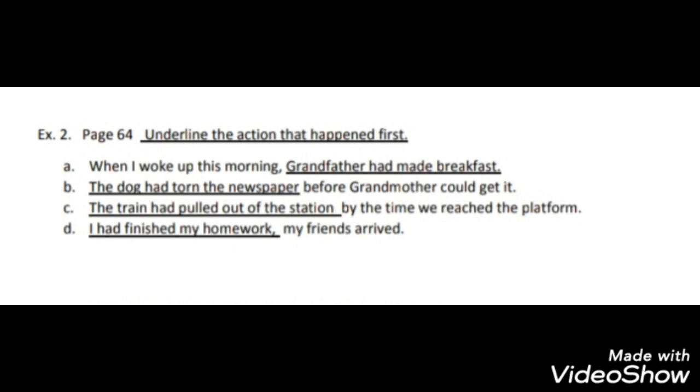The train had pulled out of the station by the time we reached the platform. Before we could reach the platform, the train had left. So, the first action in the sentence is the train had pulled out of the station. D. I had finished my homework when my friends arrived. I had finished my homework. This action happened first.